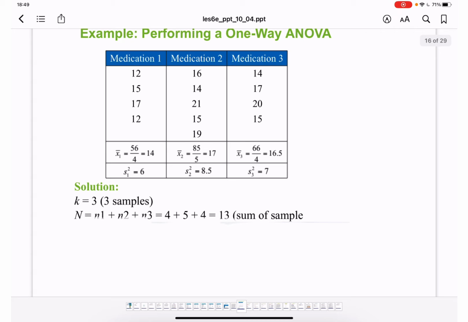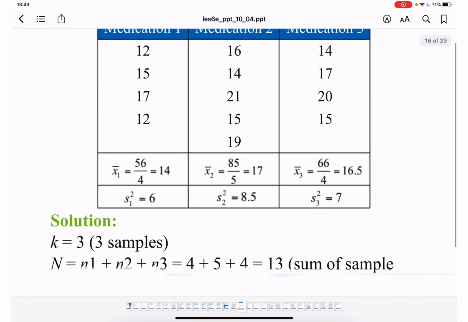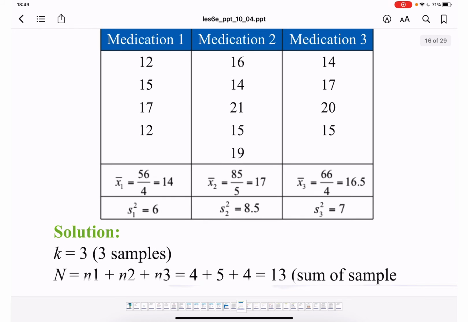So here we have medication 1, medication 2, and medication 3. Below we have the sample average, where we add the elements and divide by the amount. And we have the variation within each sample: S1 squared is 6, S2 squared is 8.5, and S3 squared is 7.